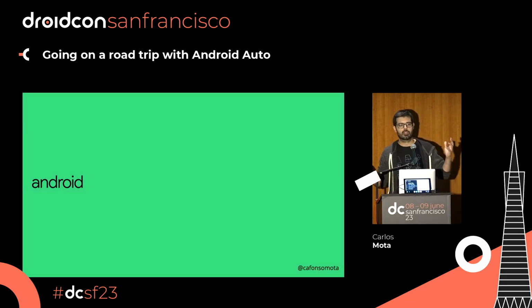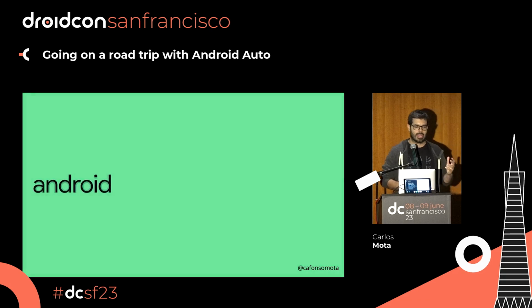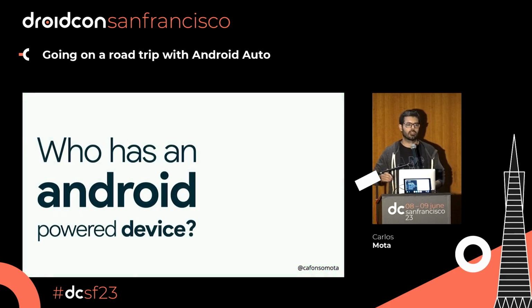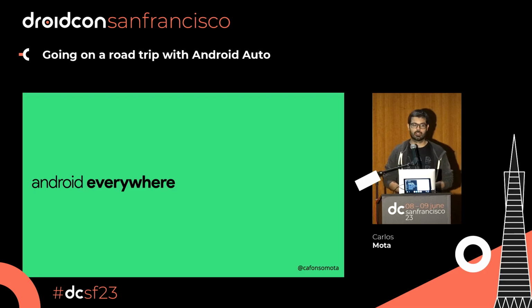But let's talk a bit, before going for Auto, about Android. So, who has an Android here? Let's just put your hands up. Okay, I'm seeing 2 people that have an iPhone. I'll keep looking at you. So we've got Android everywhere, basically.